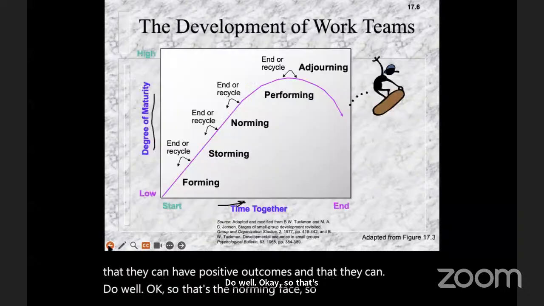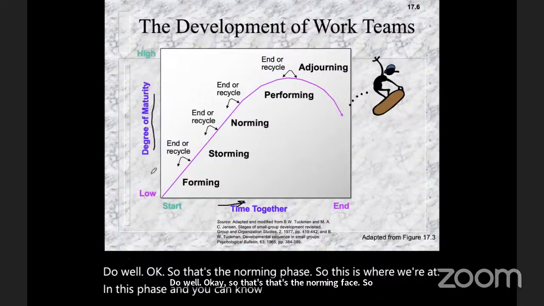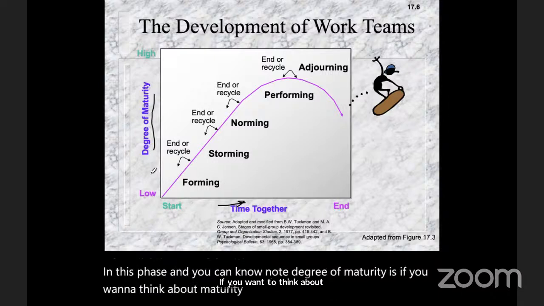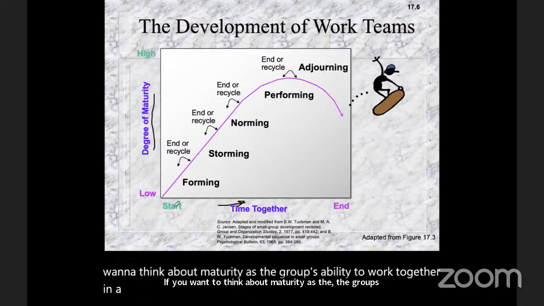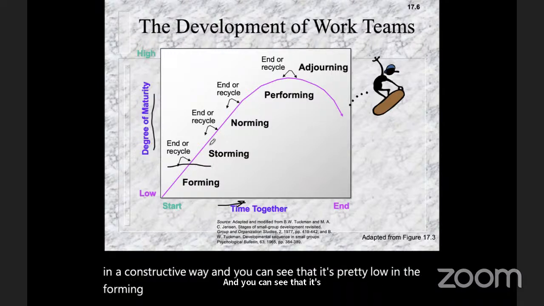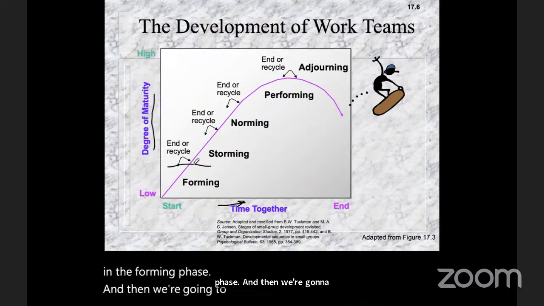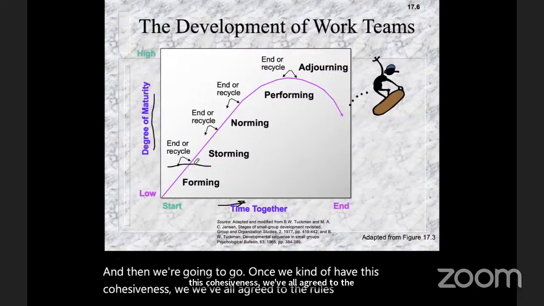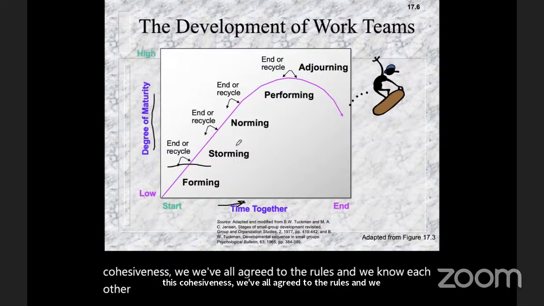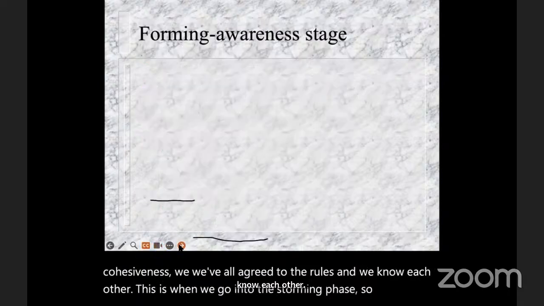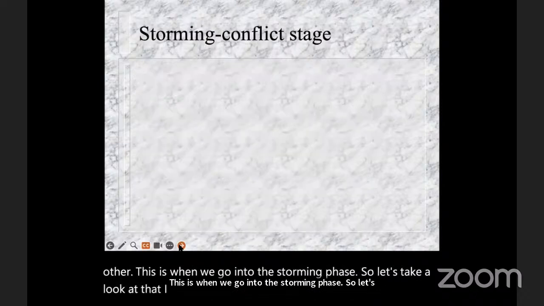So this is where we're at in this phase, and you can note degree of maturity is, if you want to think about maturity as the group's ability to work together in a constructive way. And you can see that it's pretty low in the forming phase. And then once we have this cohesiveness, we've all agreed to the rules and we know each other, this is when we go into the storming phase. So let's take a look at that.